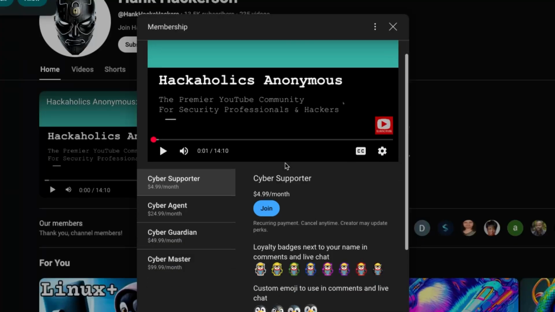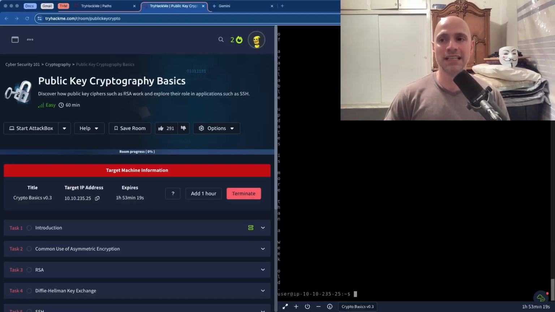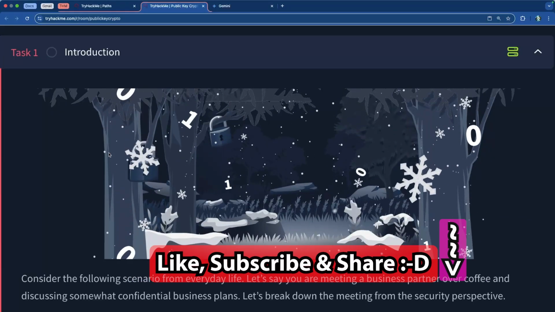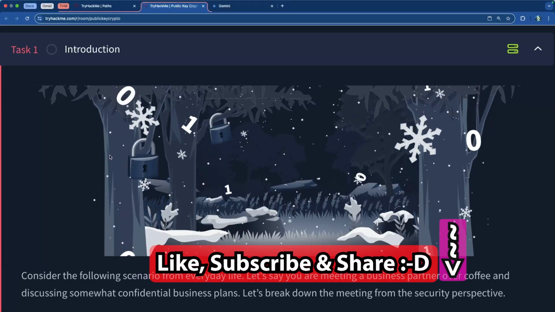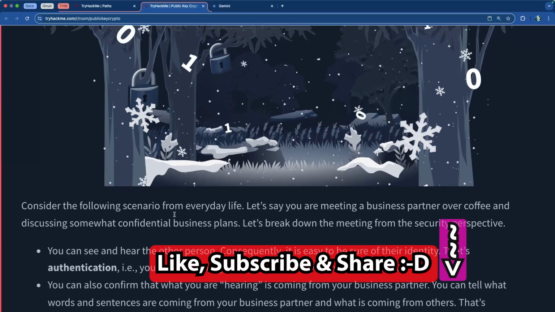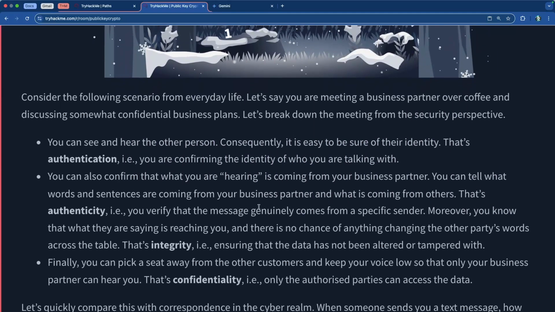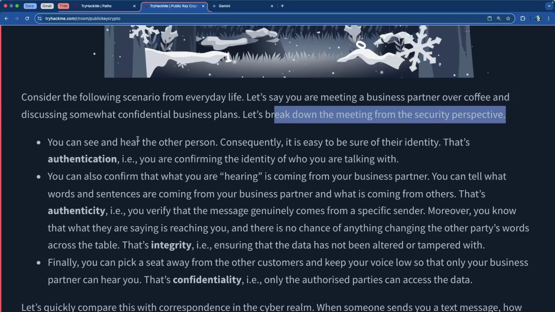Now, without further ado, let us jump into public key cryptography basics. The best way to introduce public key cryptography, and say that 3 times fast, is to go through a real life scenario. So, everyday life. Let's say you are meeting a business partner over coffee and discussing somewhat confidential business plans. Let's break down the meeting from a security perspective, okay?